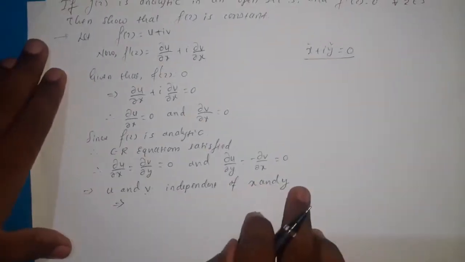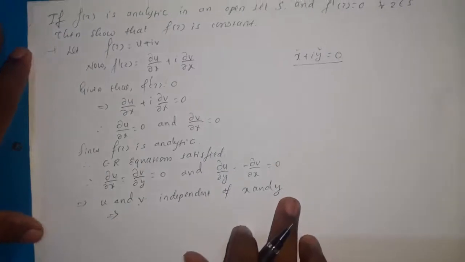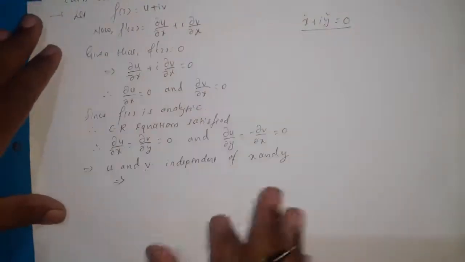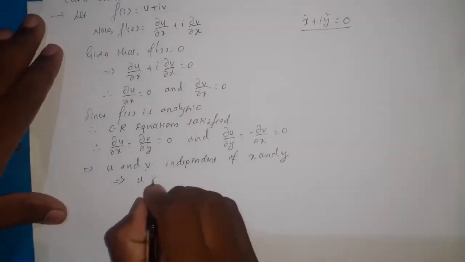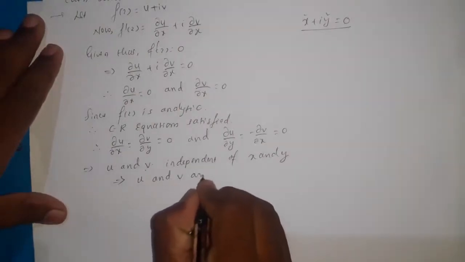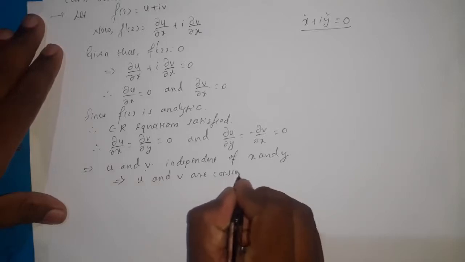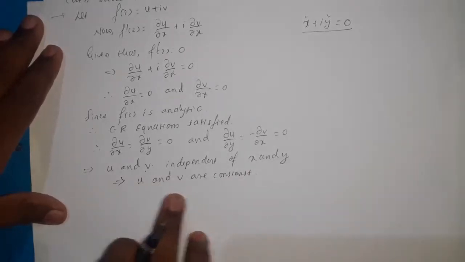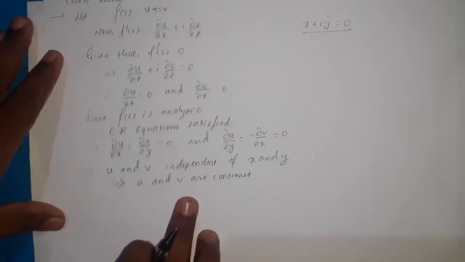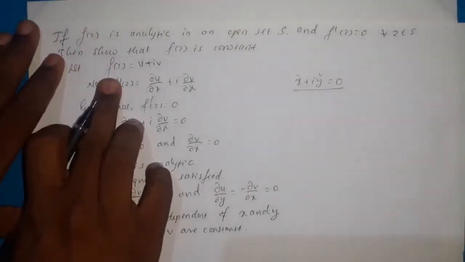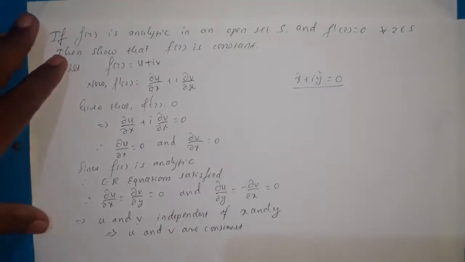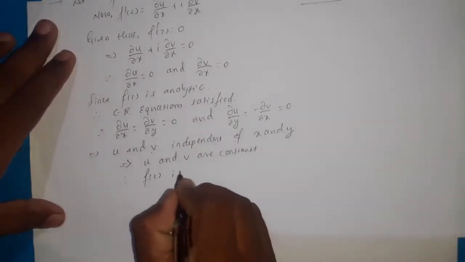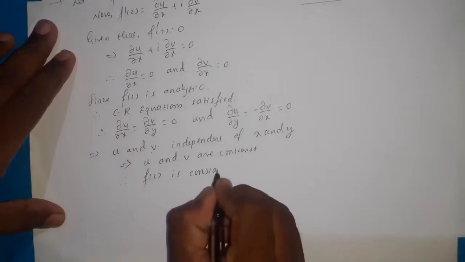Here x and y are the variables. If any function is independent of the variable, it is a constant. So it implies that u and v are constants. If u and v are constants, then the sum u plus iv is nothing but f of z. So therefore f of z is also constant. Therefore f of z is constant.